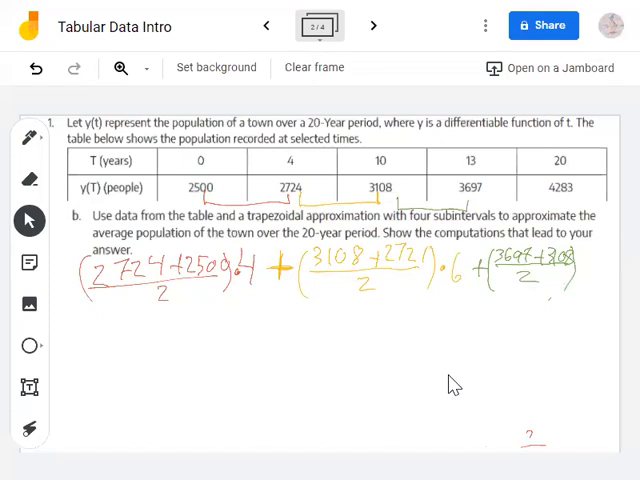13 minus 10 is 3. Yeah. No, it's 4. Damn, so close. All right, and then here's our last interval.